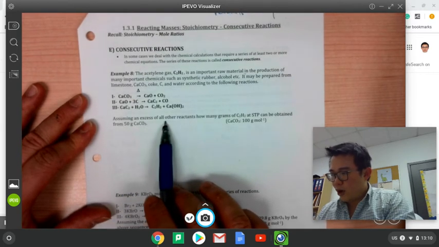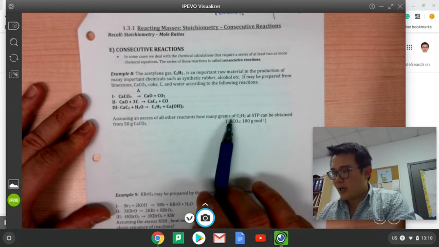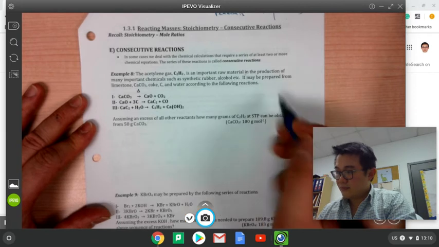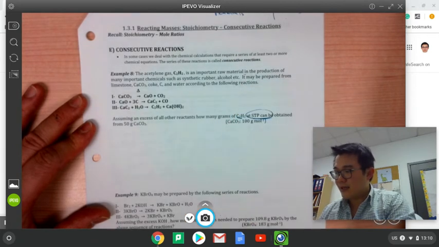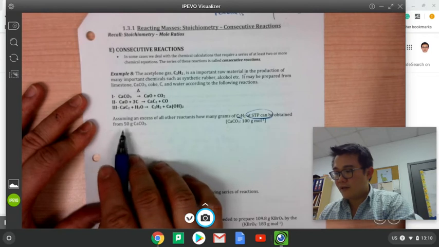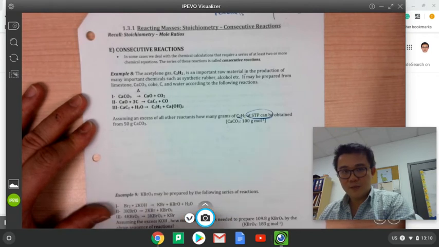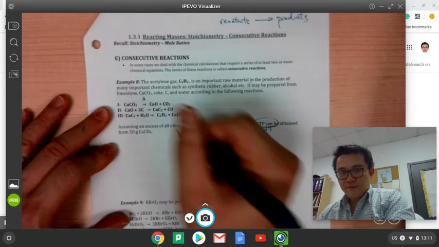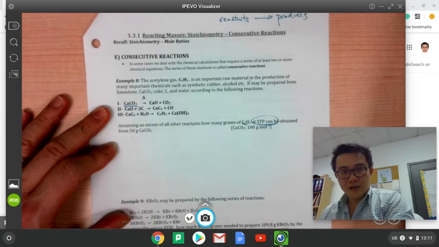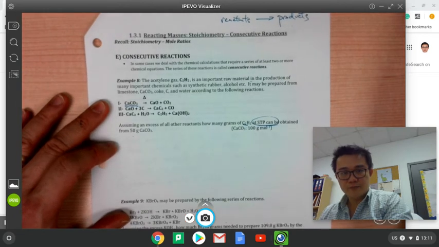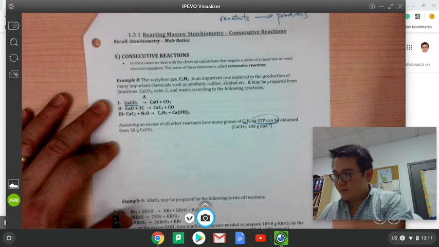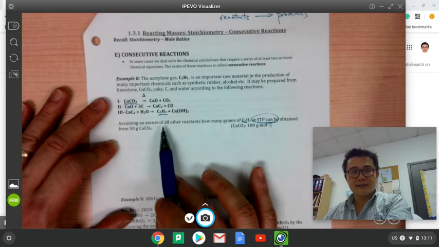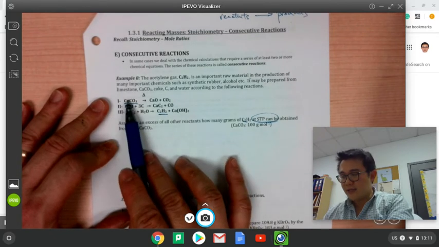Assuming an excess of all other reactants, how many grams of C2H2, so this is C2H2, and they tell you it is measured at STP, can be obtained from 50 grams of this? Okay? So right now, basically they gave you the quantity of this substance, calcium carbonate, and they want you to find the mass produced as C2H2. So as you can see, it's not a direct step, right?